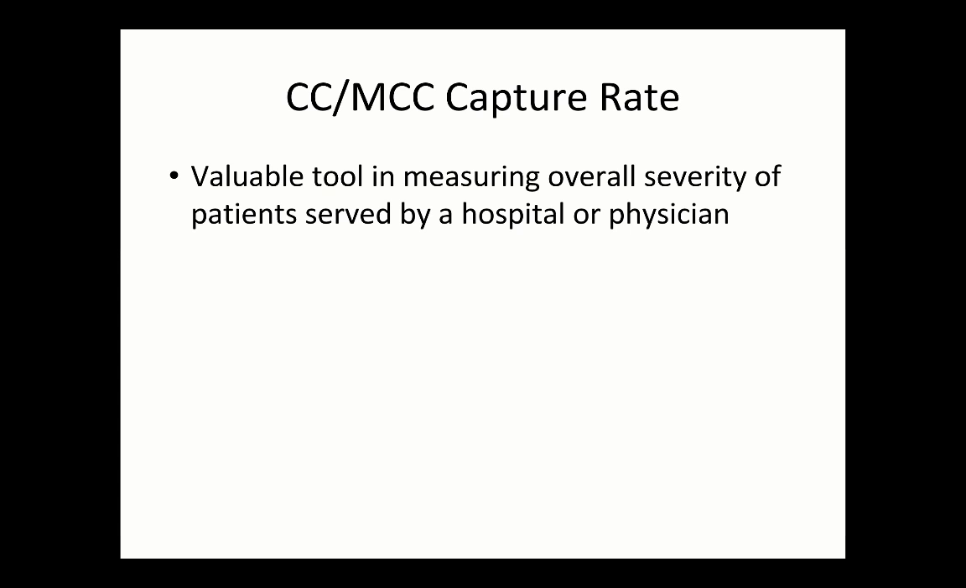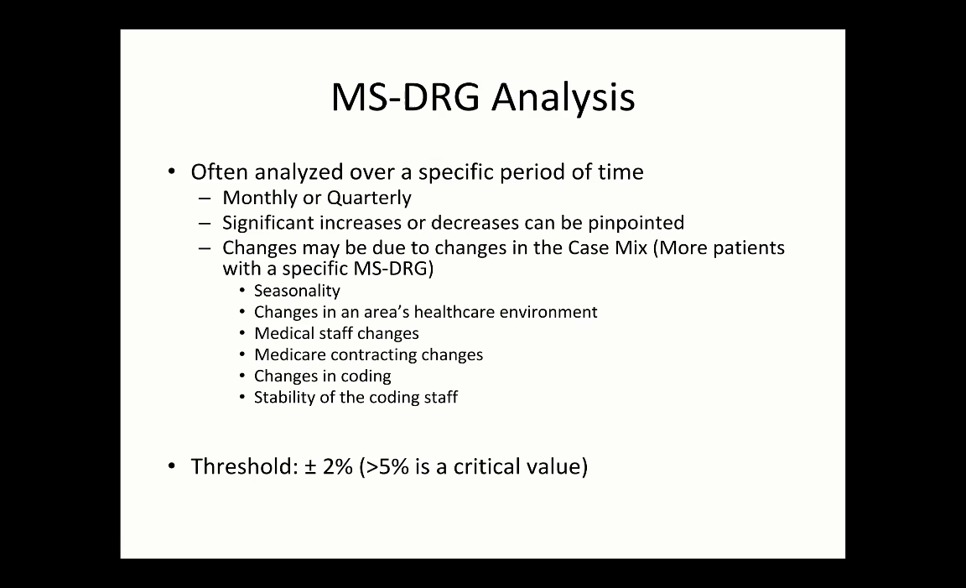If you're only interested in the CC capture rate, you would first count the number of patients with CCs in a given MS-DRG, divide that number by the total number of all patients with that given MS-DRG. Then multiply that number by 100. The MCC capture rate is calculated the same way by counting the number of patients with MCCs in a given MS-DRG, and divide that number by the total number of all patients with that given MS-DRG, then multiply by 100.